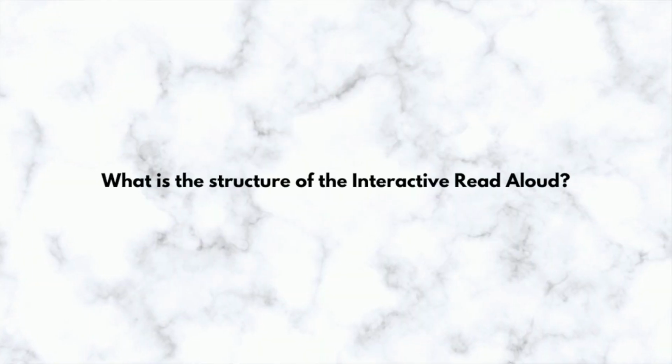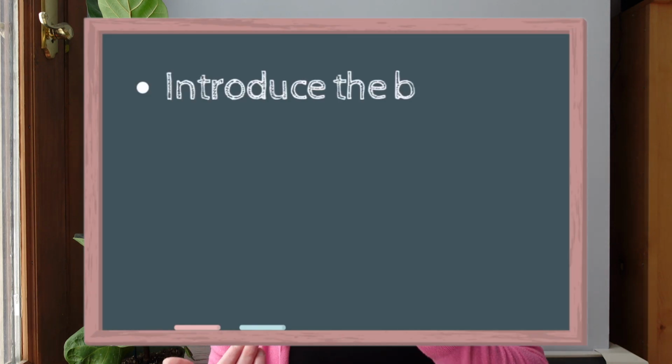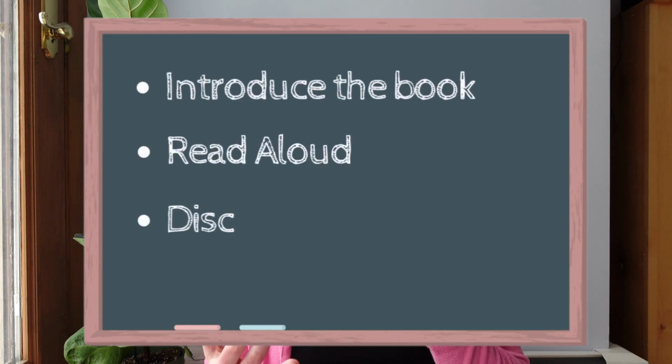So now that we know what an interactive read aloud is and what the goal of it is, let's talk about the structure and how it is set up. There are going to be three main parts of the interactive read aloud. You're going to introduce the book, you're going to read it aloud, and you're going to have discussion about the book with each other. So you're going to start by introducing the book. Show the students the cover of the book, tell them the author and the illustrator. This gives them time to activate their background knowledge and engage them and get them really interested in the text that you're about to read.